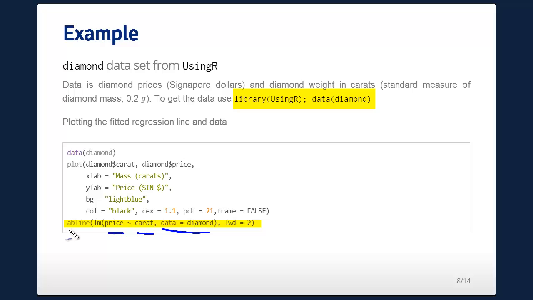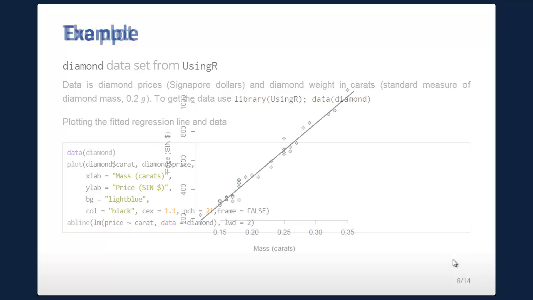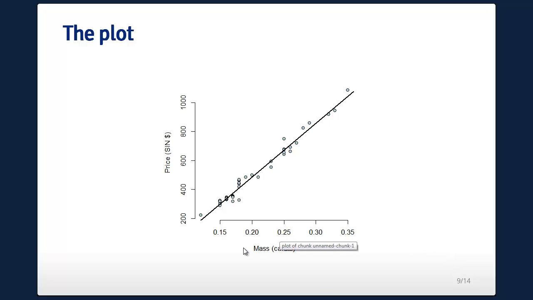from. abline, notice if you plug a linear regression into abline, it just adds it to the plot. lwd is line width, and 2 means twice as wide as it would normally plot the line. There we go. This is a nice regression relationship, right? Everything falls neatly on a line. Apparently, people value diamonds mostly with respect to their mass.